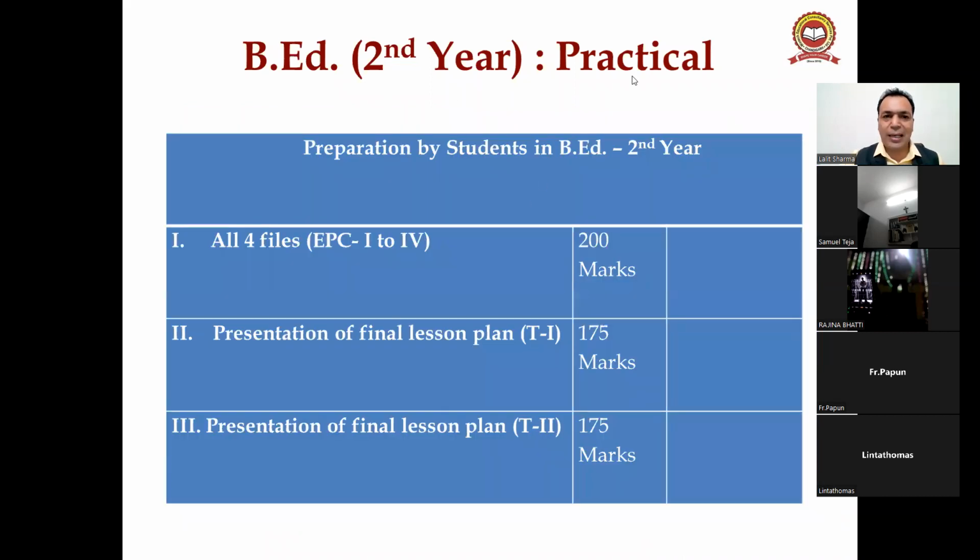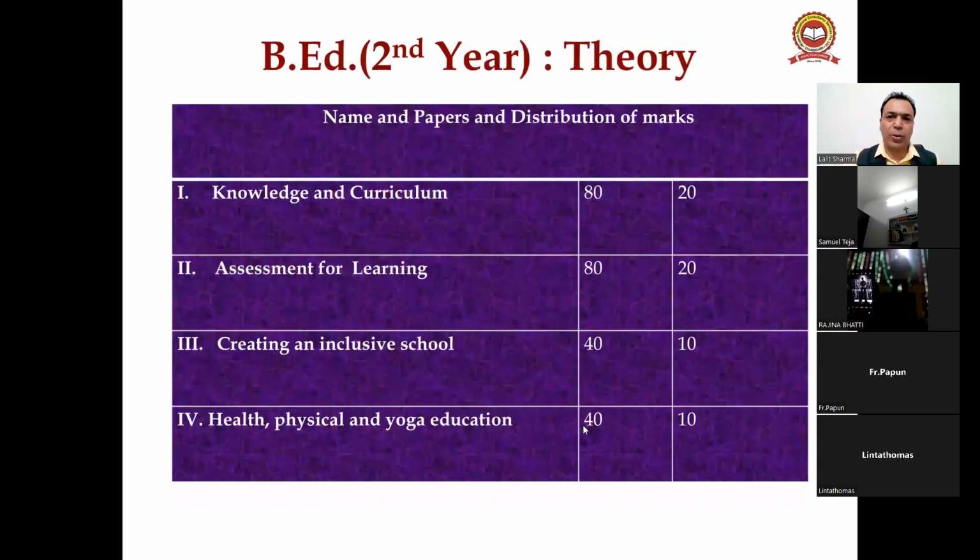So now, guys, we conclude that all the 4 files, EPC 1 to 4, are of 200 marks. And second, T1 and T2 mean pedagogy 1 and pedagogy 2, that is, teaching 1 and teaching 2. Okay, second and third, 175 marks and 175 marks. Again, it is clear to you, 6 files you are supposed to make, right, guys? So this is all about your introductory lecture of the second year, so that you come to know what is in the second year part.